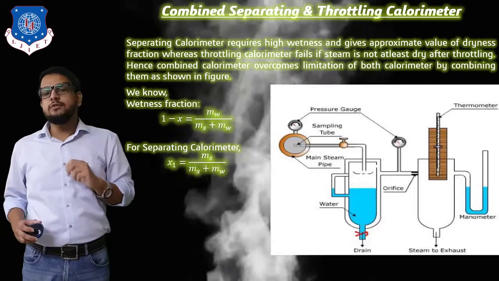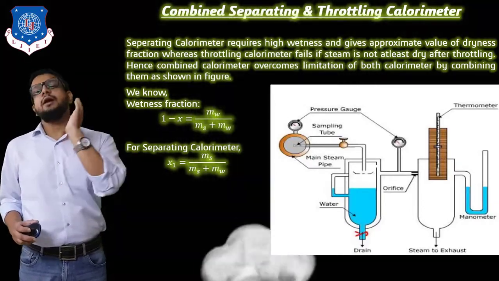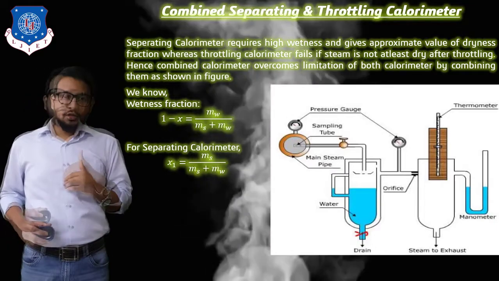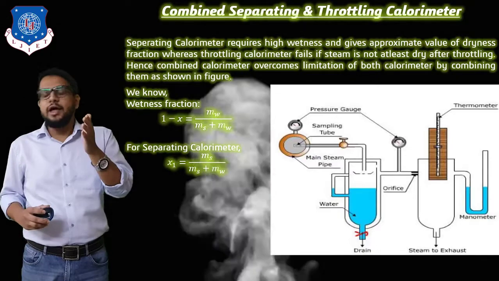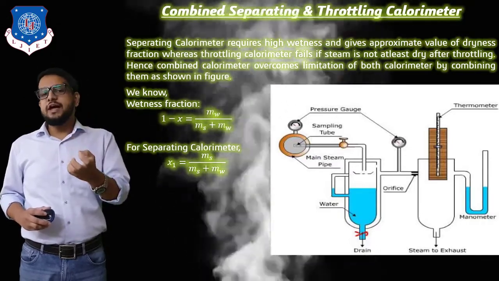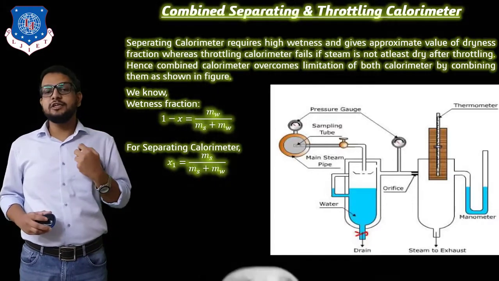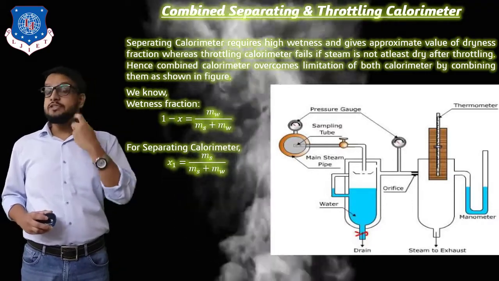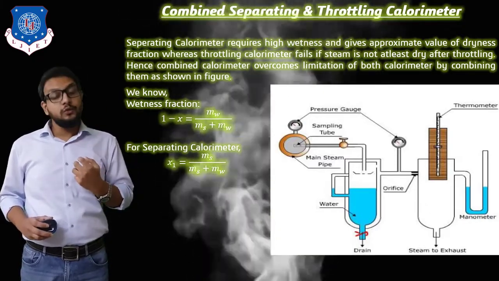So by using this, we are going to obtain two dryness fractions, one from the separating calorimeter and another from the throttling calorimeter. Now, we know that dryness fraction is given by x equals ms upon ms plus mw, which indicates the amount of dry steam present in a known quantity of wet steam. Similarly, there is another fraction called the wetness fraction. The wetness fraction indicates the amount of water molecules present in a wet steam.